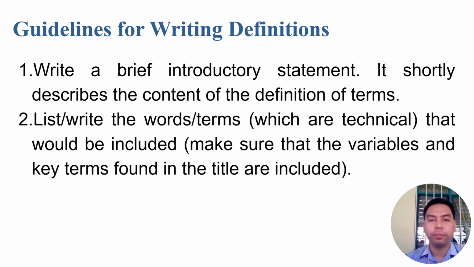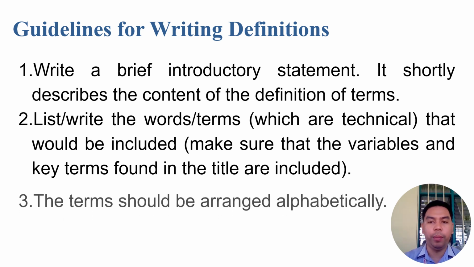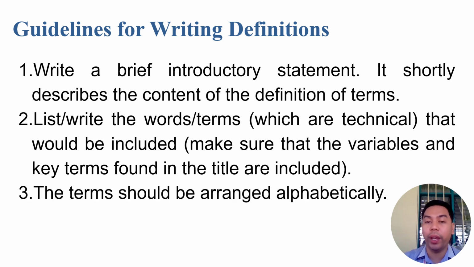Number two, list or write the words or terms which are technical that would be included. Make sure that your variables and key terms found in the title are included. Very important to include your variables and your main terms or key terms in the definition of terms. Your main variable and your main key terms in your research. Number three, the terms should be arranged alphabetically because this is a definition of terms.